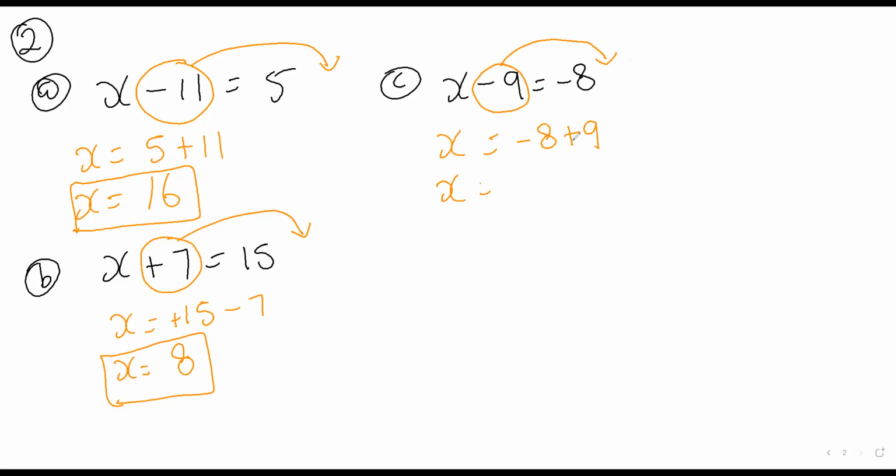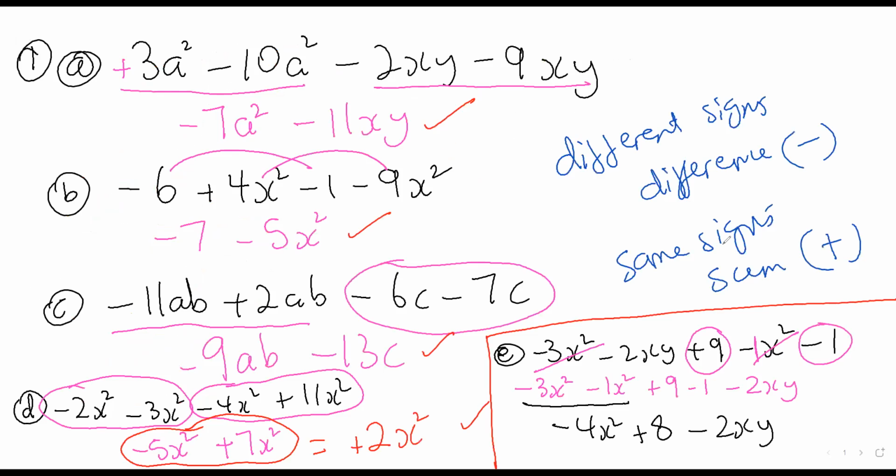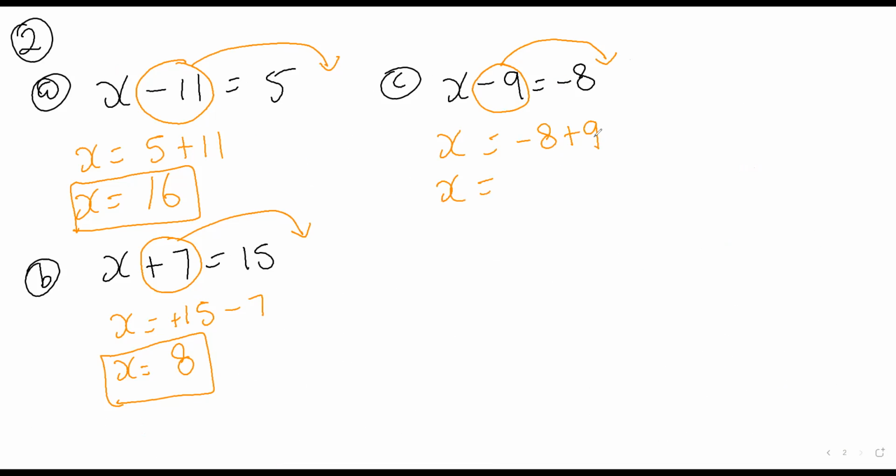And what I could say here is different signs, right? Different signs is what again? To find the difference. Different signs is to find the difference. So difference is to take away. 9 take away 8 is 1. Keep the sign of the bigger number. So the answer here is 1 or positive 1, right? Same thing, right? Part D is what?